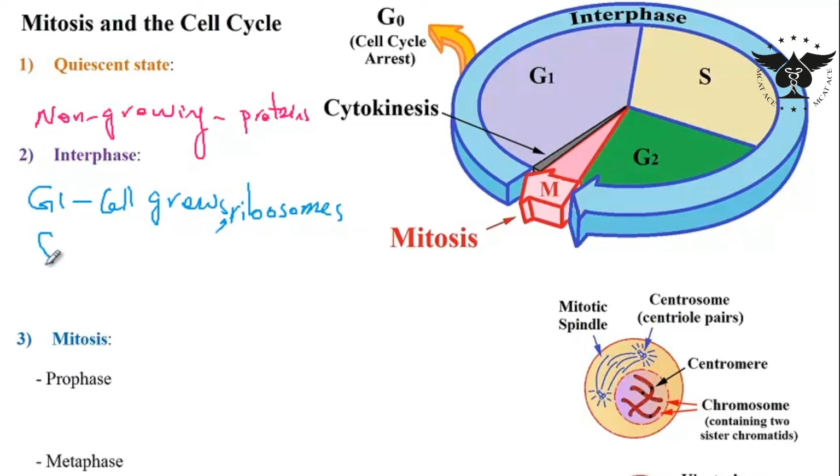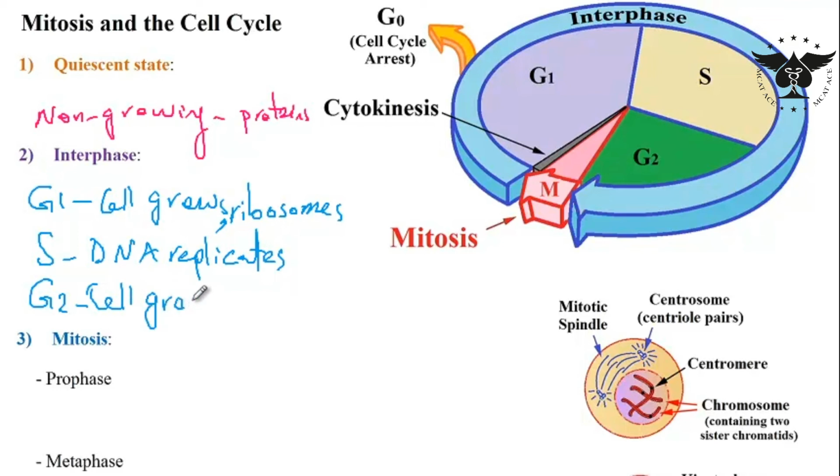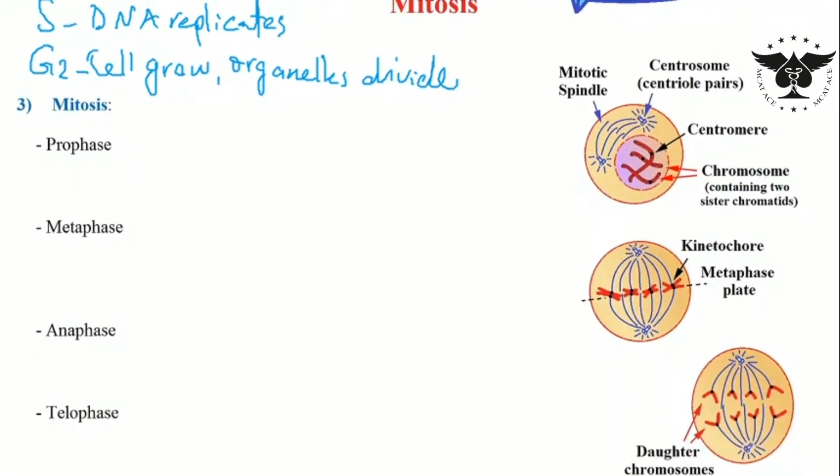Then we have the S phase, which is the phase in which DNA replicates. So here during the S phase, we have DNA replication. And then finally, we have the G2 phase, during which time the cell continues to grow. And then organelles will also divide. Next, we have mitosis, during which time the chromosomes will separate from each other.